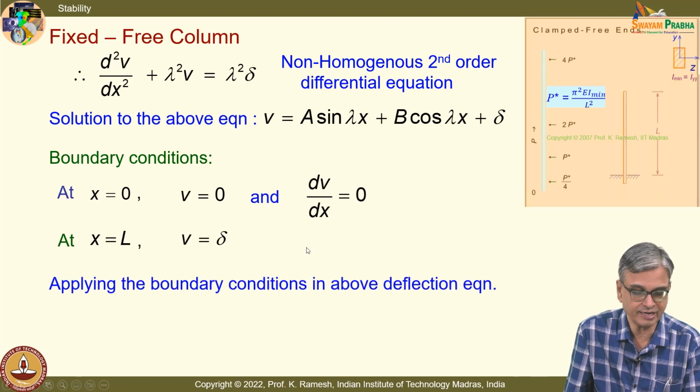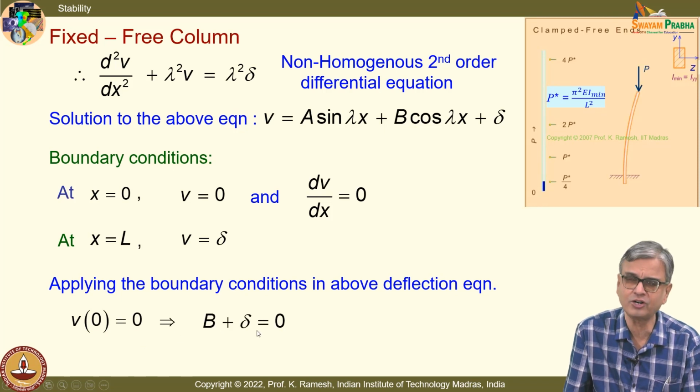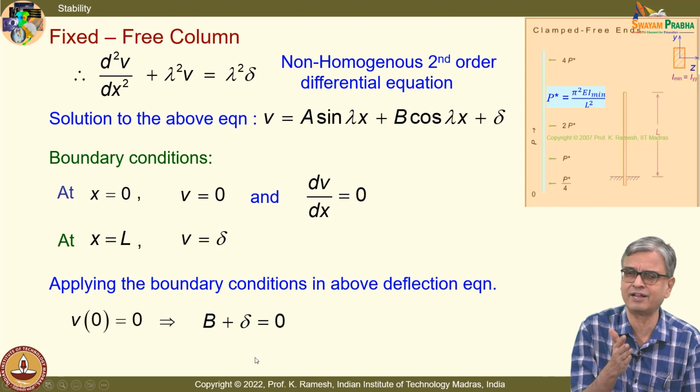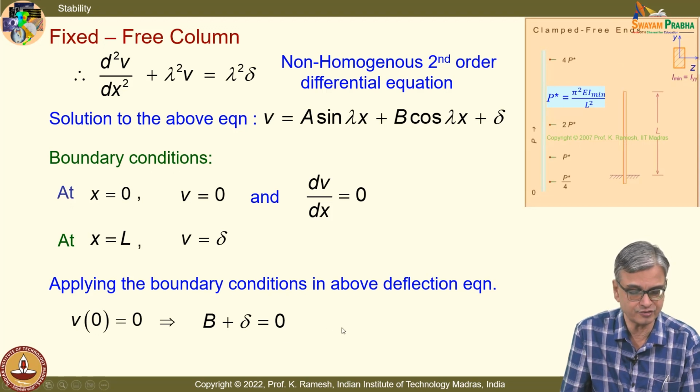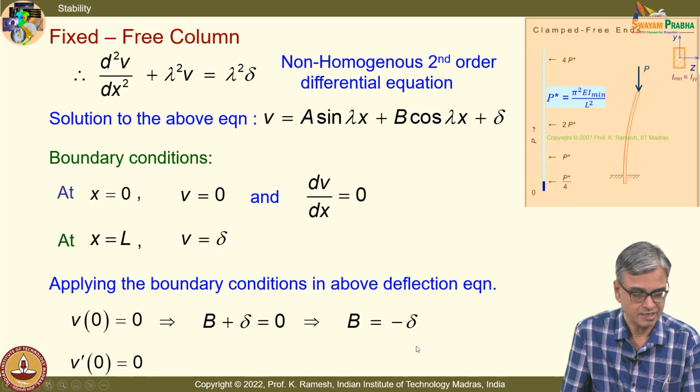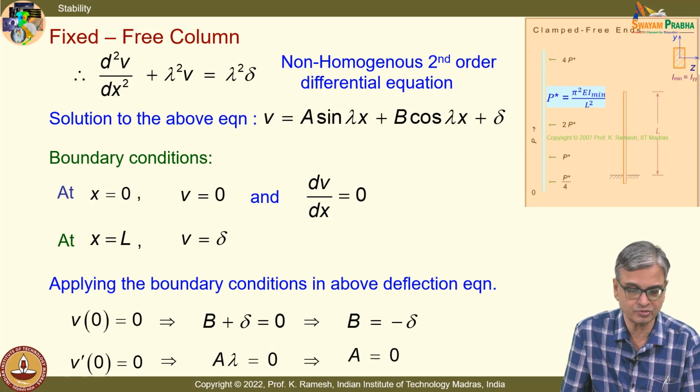So, applying the boundary conditions in the above deflection equation, we get v0 equal to 0. Because this is straightforward mathematics, there is no difficulty; you have enough background, you can in fact do it much faster than what I am showing. B plus delta equal to 0. So, this reduces to B equal to minus delta, and v prime 0 equal to 0. So, this gives me A lambda equal to 0. So, this gives me A equal to 0.